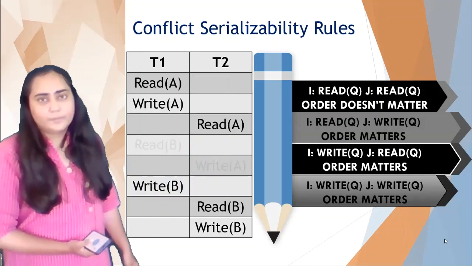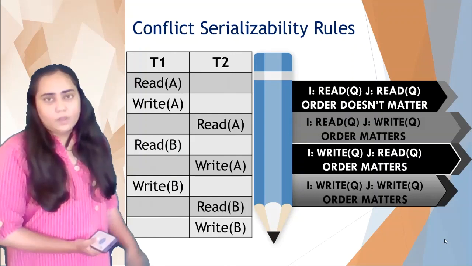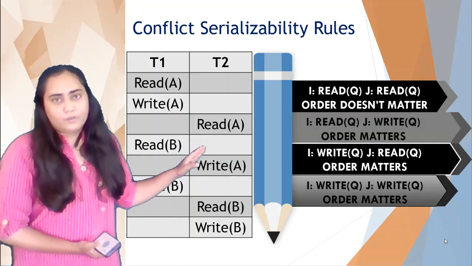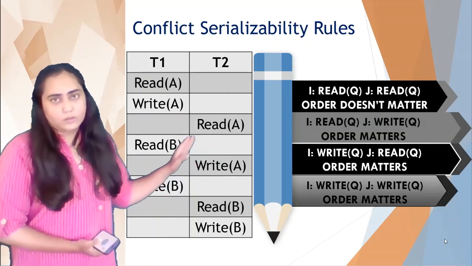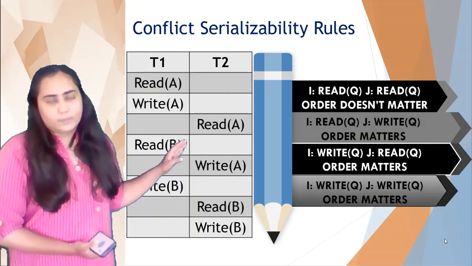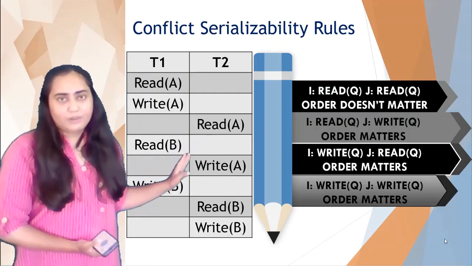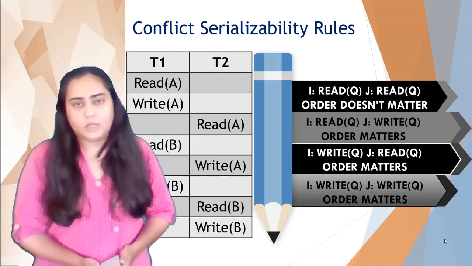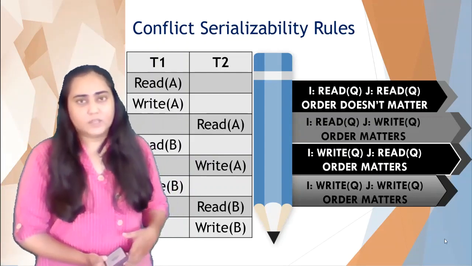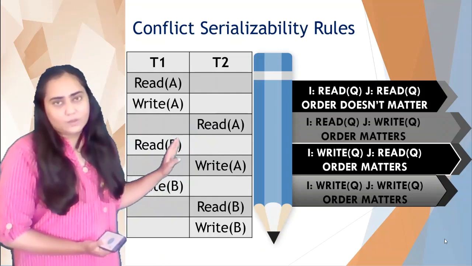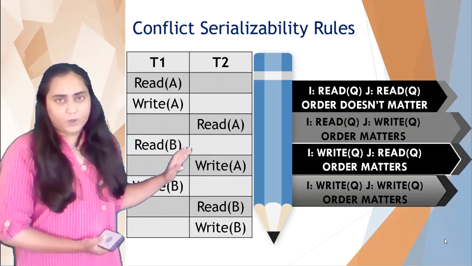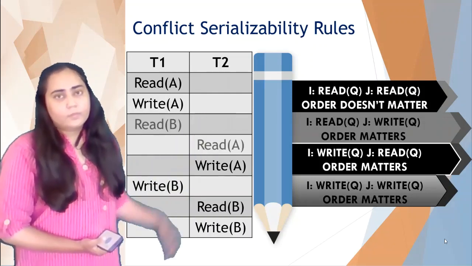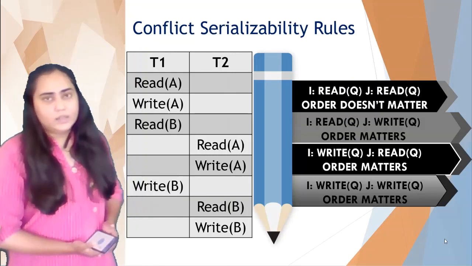So let's do that. Okay, now I'm going to compare read B with read A, which, as you can see, is also present here. Now, when I compare read B with read A, once again, they are working on two different variables or data items, and that's why I can also swap the two. I don't need to keep the same order. So I can bring read A down and read B up. Okay, and that is done.